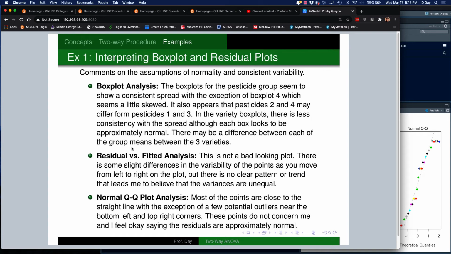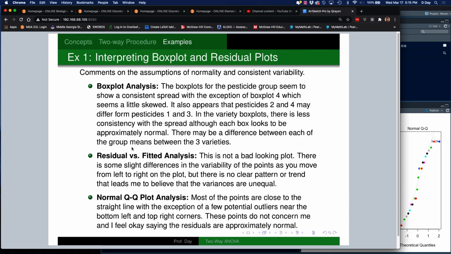It literally looks like somebody took a shotgun and shot a piece of paper from a certain distance and just left random holes everywhere. That's kind of not a bad thing. So that leads me to believe the variances... but there's no clear pattern or trend that leads me to believe that the variances are unequal. So I think that we are okay assuming the variances are roughly equal here.